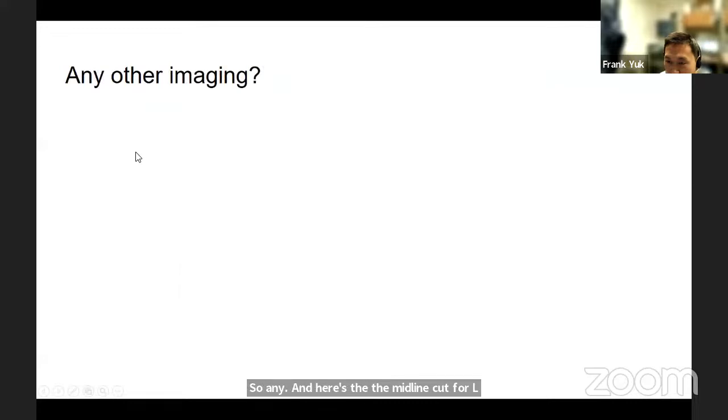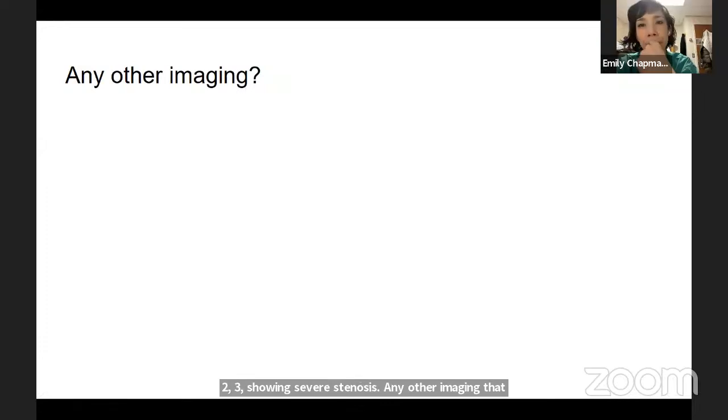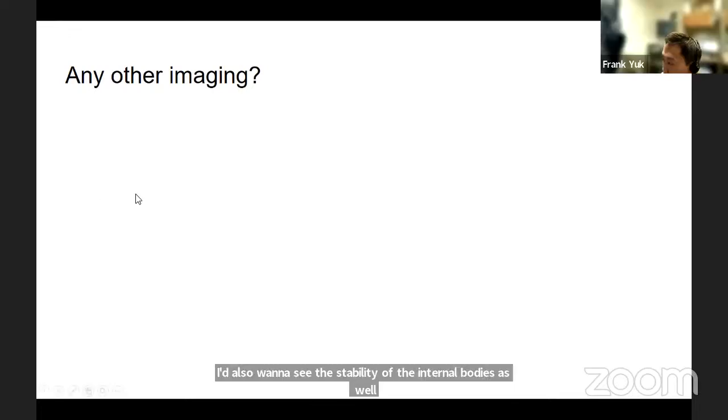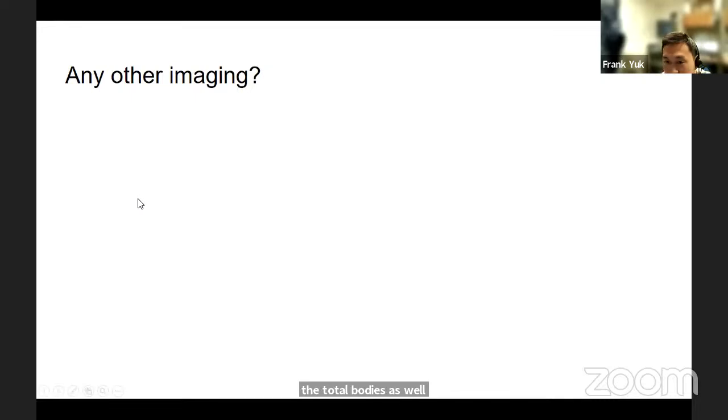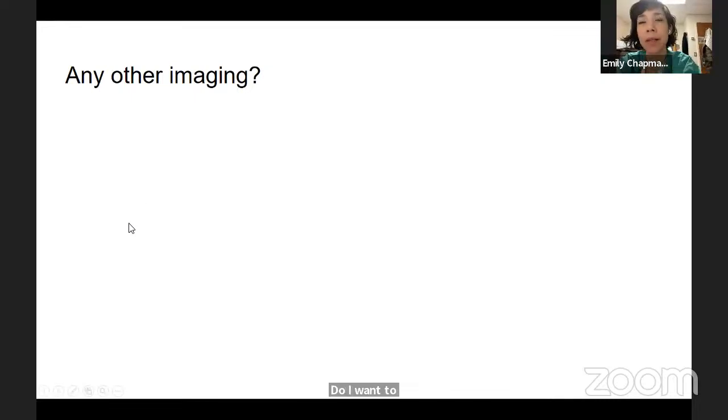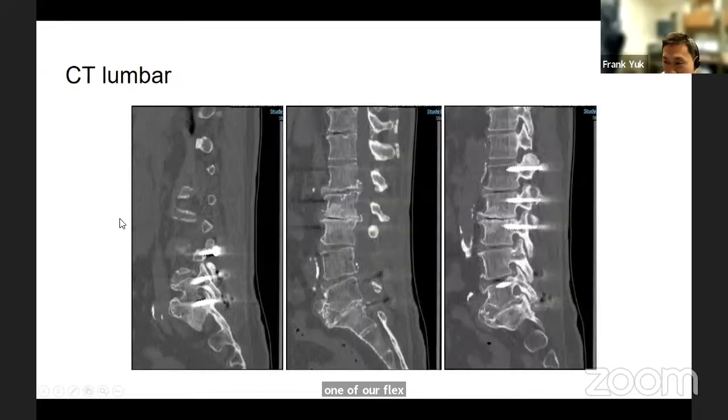Any other imaging that you want, Emily? Yeah, I'd also want to see the stability of the vertebral bodies as well. So what kind of scan do you want? So I would want a lumbar flex X as well. Okay, and a CAT scan. So here's the CAT scan. Let's go to Chi. Chi, can you read this CAT scan for us?